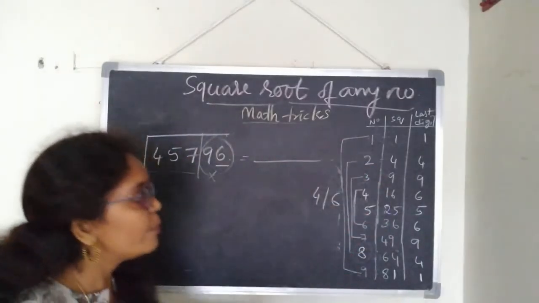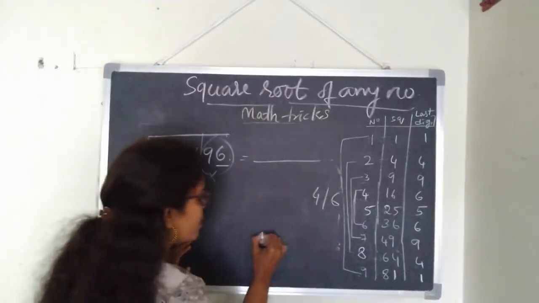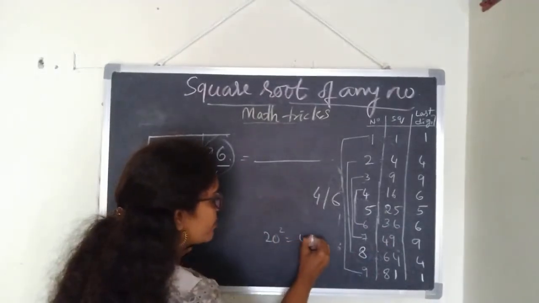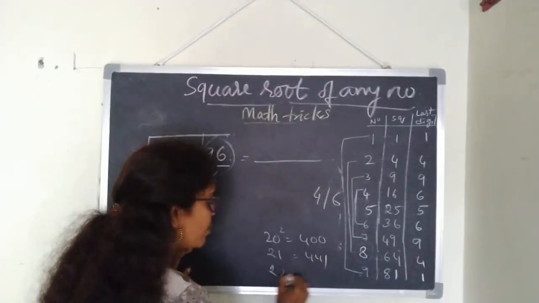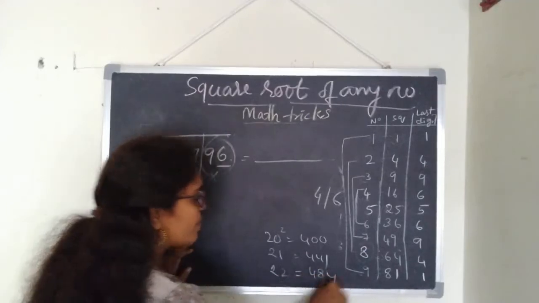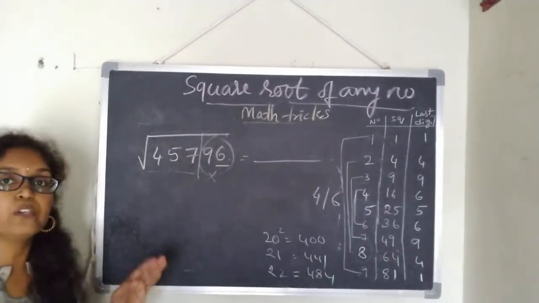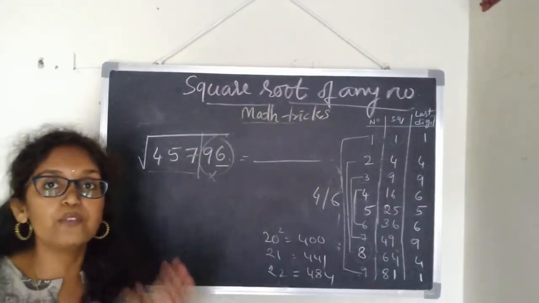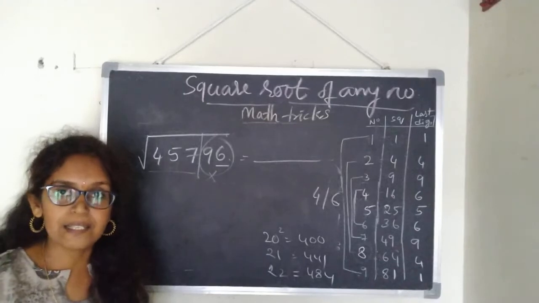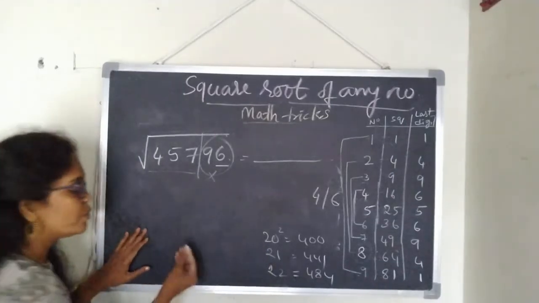So 457 lies between which two square numbers? Here we don't have them, but we have an idea. 20 square is 400. 21 square is 441. 22 square is 484. You know that one. Otherwise, if you don't know how to find out, I already told you the easiest method to find the square of any 2-digit number within 5 seconds. So that one you can follow. Again, I will tell you how to do this one.